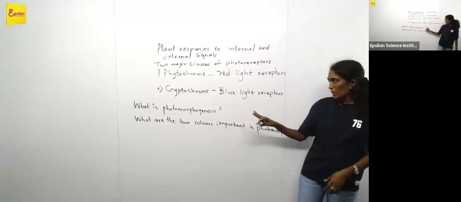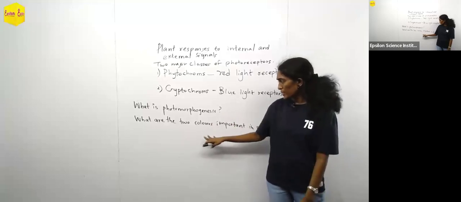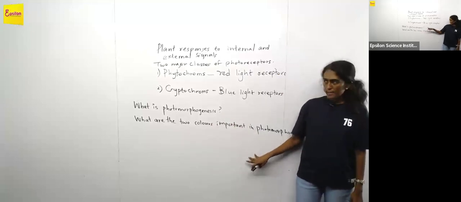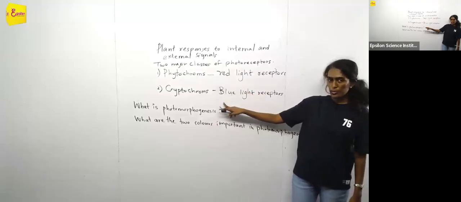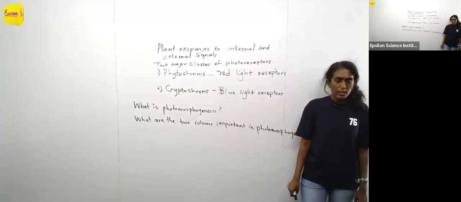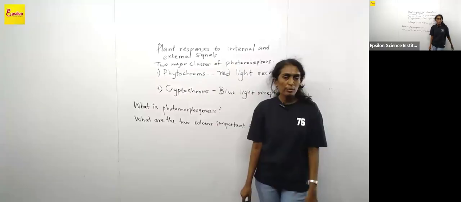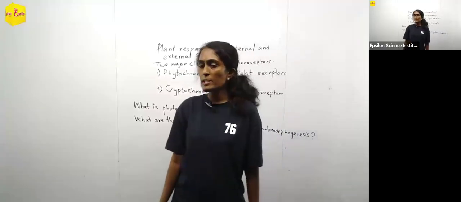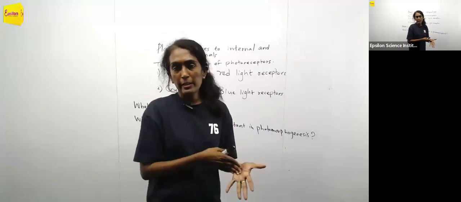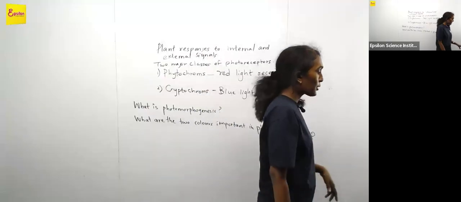Right. Photomorphogenesis I defined. What are the two colors? Red and blue colors. That's why these receptors are also red and blue light receptors, right? So the plants have these receptors to detect this light, and different activities in the plants are activated due to stimulation of these photoreceptors.